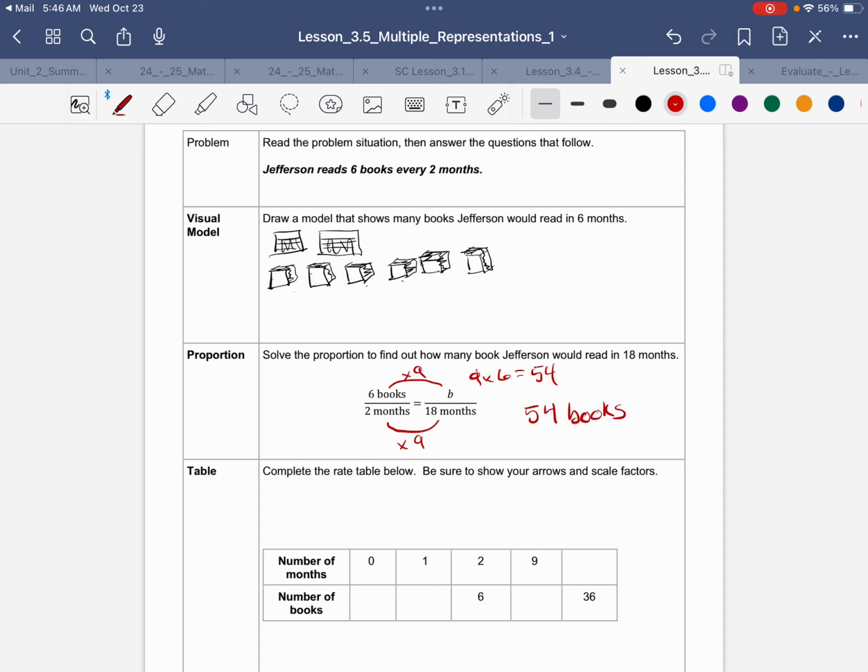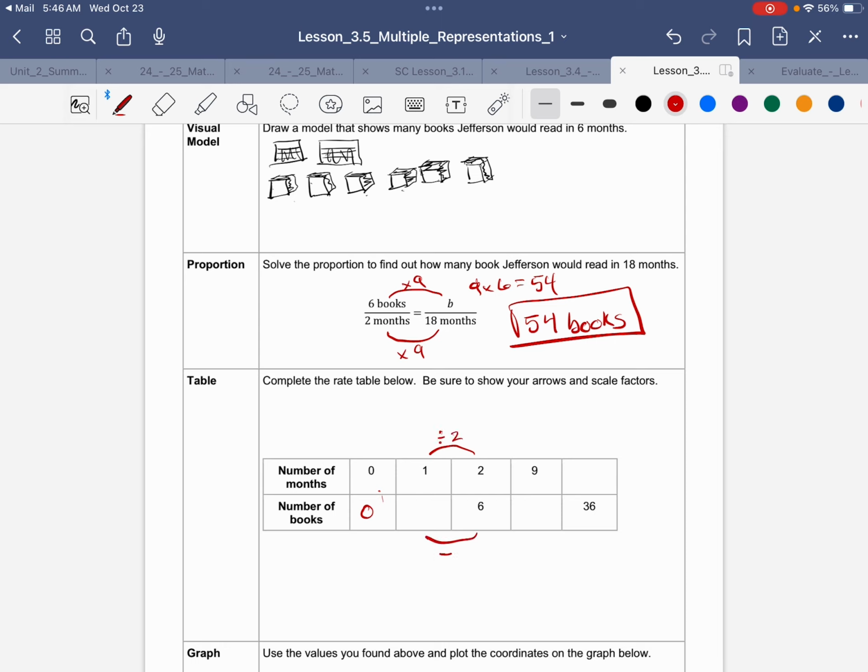So now you can use the same way to complete the table. It's looking for your scale factors, okay? So when we're talking here, at 0 months, we're going to have 0 books, right? That's like our origin. To go from here to here, we would divide by 2. Here to here, we can divide by 2. 6 divided by 2 is 3.